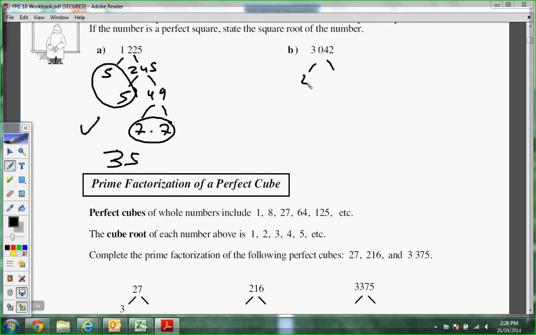3,042. 2 times 1521. 3 times 507. 3 times 169. And I have 13 times 13. So is that a perfect square? Yes? No? No. We have a pair. The 2's left off. It doesn't have a pair. Not a perfect square.